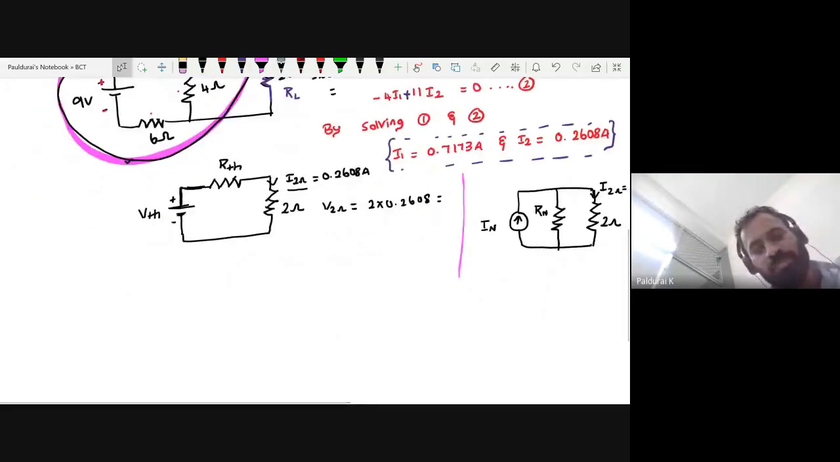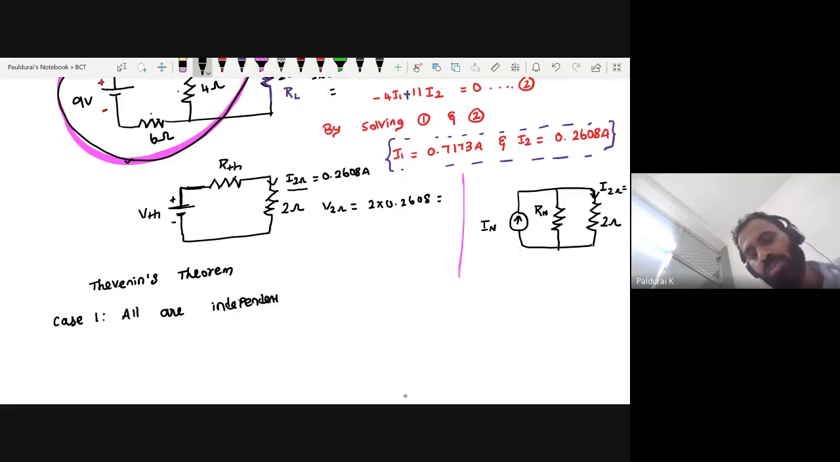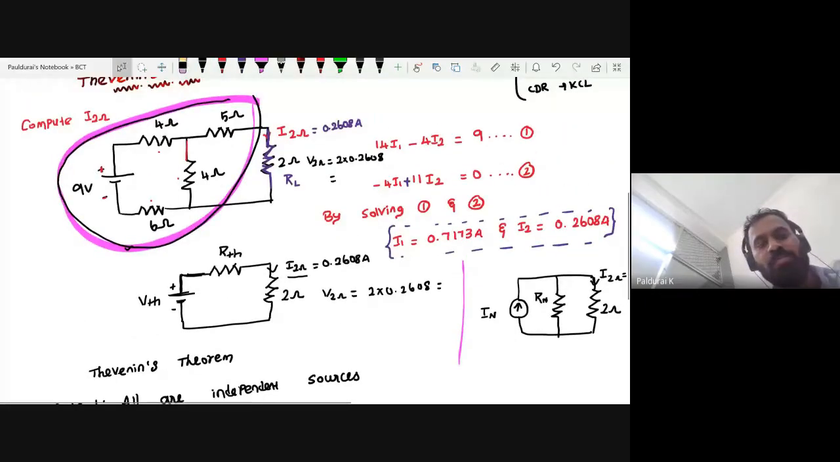Now actually in Thevenin or Norton, whatever it is, you are having three cases. Case one, all are independent sources. It may be a voltage source or it may be a current source. Look at the circuit here. In the first example I took, there is only one voltage source. Is it dependent or independent? Obviously independent, so it will come under case 1.